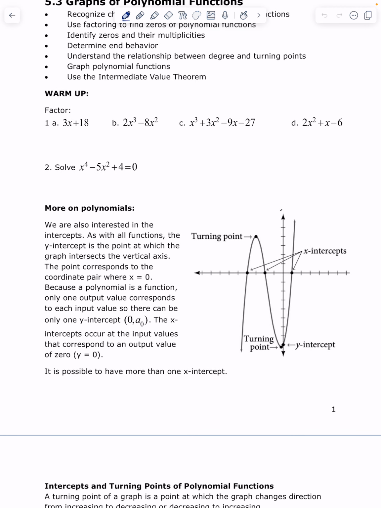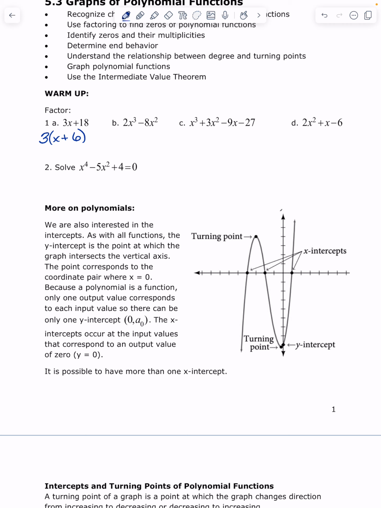So first off, A. I don't have 3 terms. I'm not looking to factor into 2 binomials. So I'm going to start by looking at what I can factor out of both terms. 3 goes into both. 3 times x gives me 3x. 3 times 6 gives me the 18.